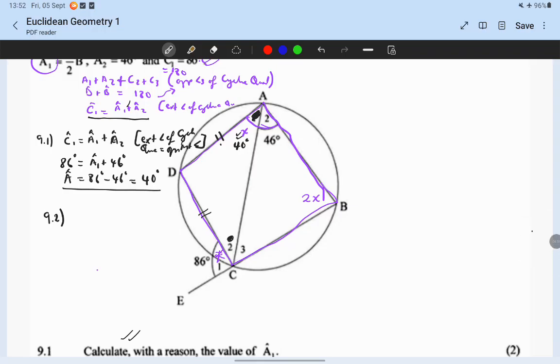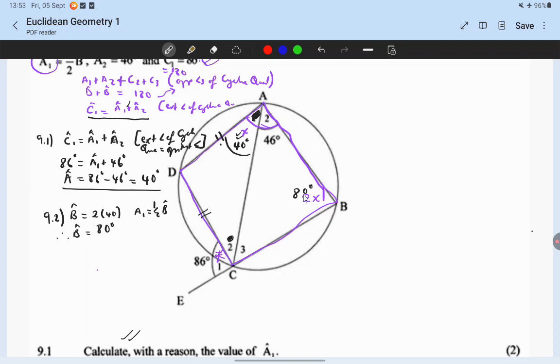So I think there's information that we didn't use, because now we have proved that this is 40 degrees, but they told us that this is half of that. So it means that our angle B will be equivalent to 2 multiplied by 40. And the reason they told us that A1 is half of our angle B, which therefore makes our B equivalent to 80 degrees. So now we know that this is 80 degrees.